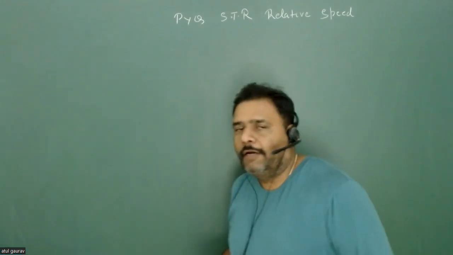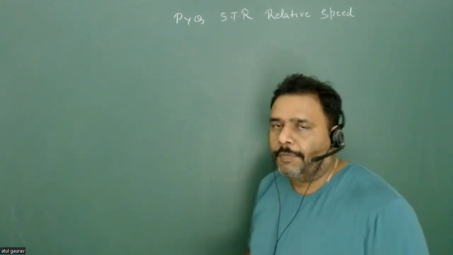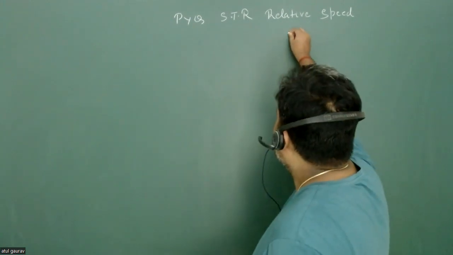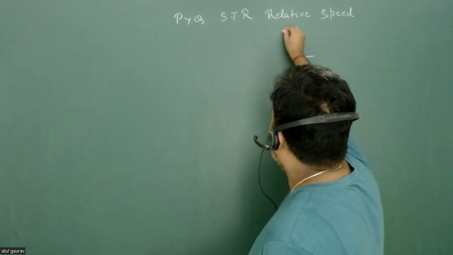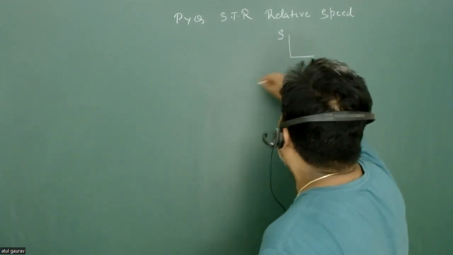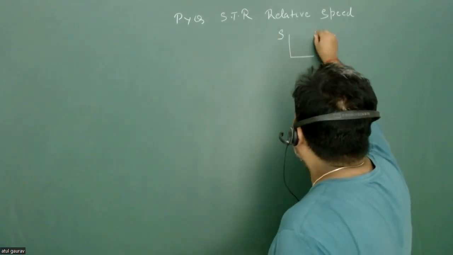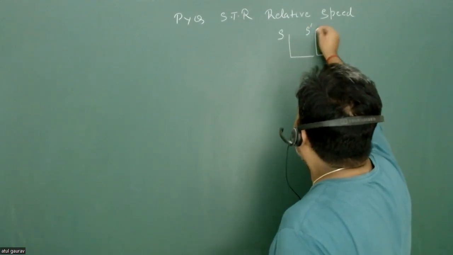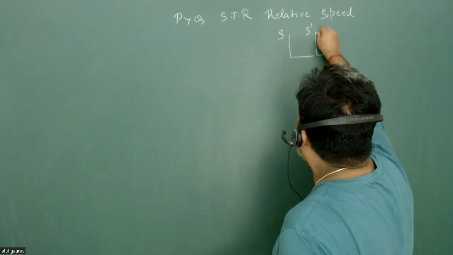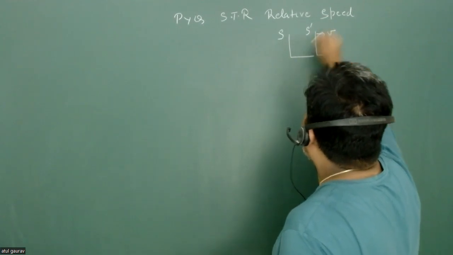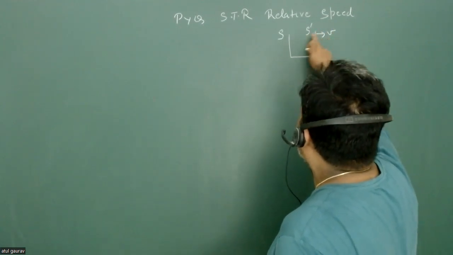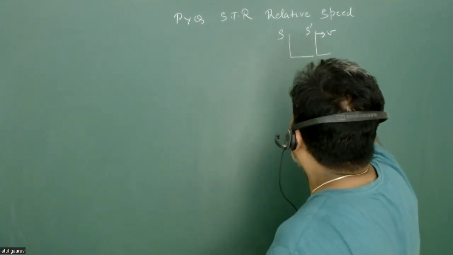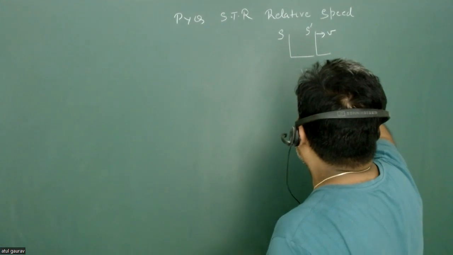So the basic formula we are going to use in this particular set of problems is this notation. We have some inertial frame S. With respect to that inertial frame, another frame S dash is moving with velocity V. So the velocity of S dash with respect to S is V.